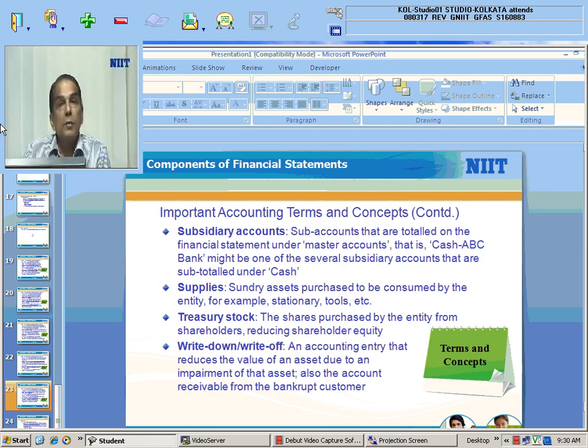So each master account can have several subsidiary accounts, and these are linked to the master account. Every time you want to determine the balance in the master account, you have to total the balances of all the subsidiary accounts which are related to that master account.